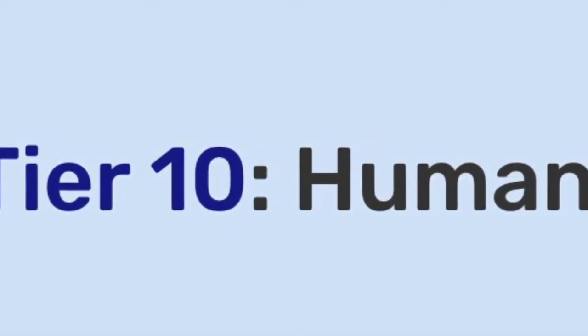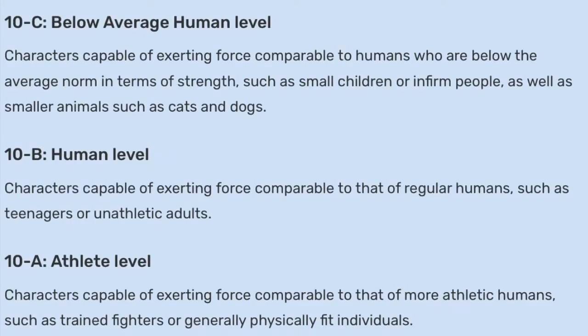This tier has 3 sub tiers. There are 10C. If you have the tier of 10C, you are an adult with the strength of a child. 10B is the strength of a normal human. 10A is an athlete level, strength of an athlete. Simple. We all know how strong athletes are. Just slightly above a normal human.